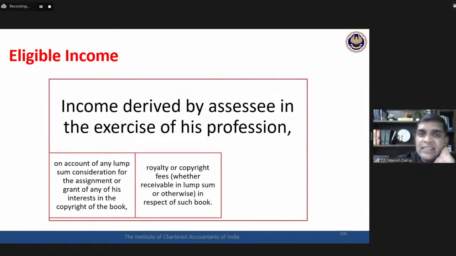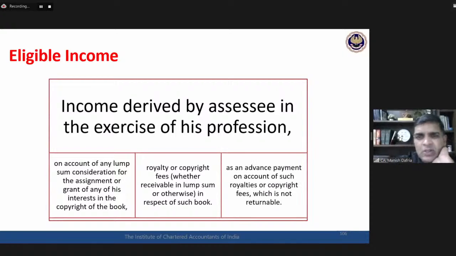Or he is receiving a royalty or the copyright fees in respect of such book. Based on, say, actual volume of sale, he is receiving royalty or copyright. Then that is also eligible. And third is, in some cases, he may even receive an advance payment for writing a book. I will be writing a book later on, but the publisher is ready to give me an advance. So even that advance is also entitled for this deduction.